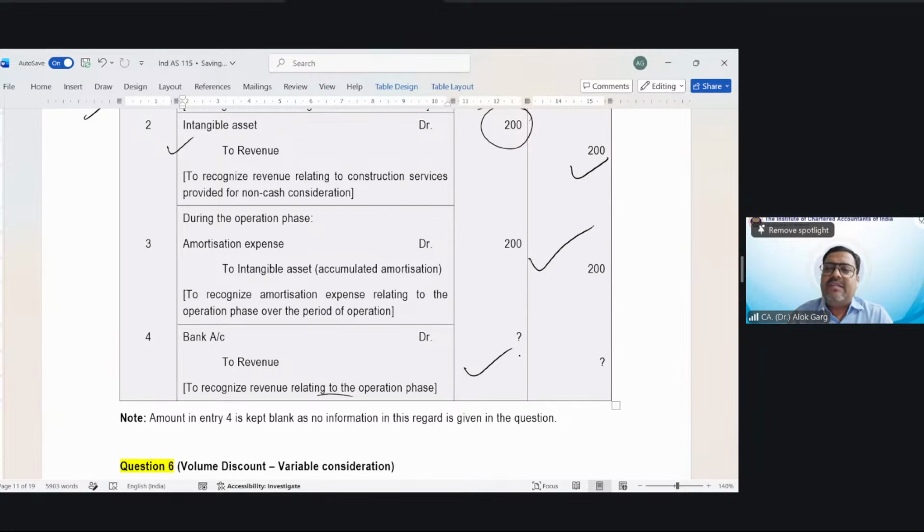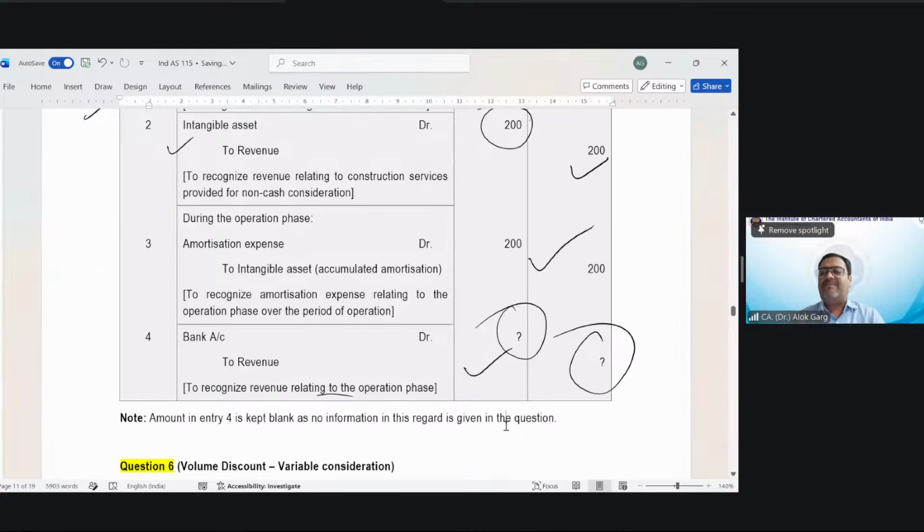Sir, in the financial asset model you put the amount, but here you're not putting the amount. Why? My dear friends, because here the amounts are not given, right? That is why I'm not putting the amount here. Okay. Sir, if there is any maintenance expense, to bank, as simple as that, right?